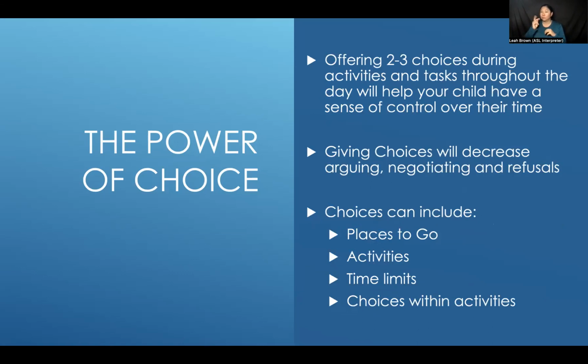Offering 2 to 3 choices during activities and tasks throughout the day will help your child have a sense of control over their time. So maybe you can say, I'm going to pick 3 activities. What 2 activities would you like to do today? Giving them choices will decrease the arguing and negotiating and refusals, those tantrums that you may see. Those choices can include places to go, activities to do at home, time limits, and choices within those activities that they are able to do.